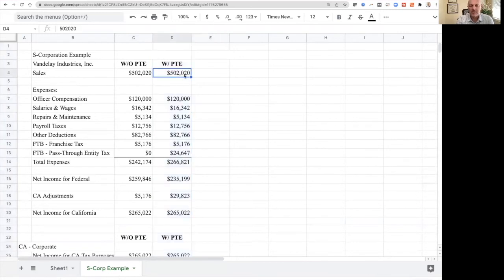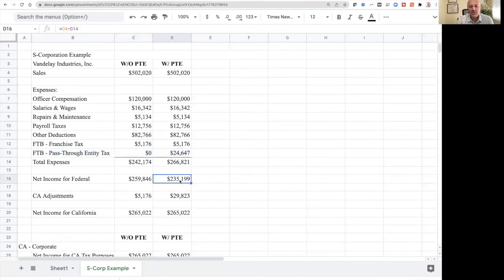Still, his sales are going to be the same. His expenses are going to be the same. However, on the corporate 1120S, he's going to have this line item, pass-through entity tax, which is $24,647, and I'll show you later how we calculated that.